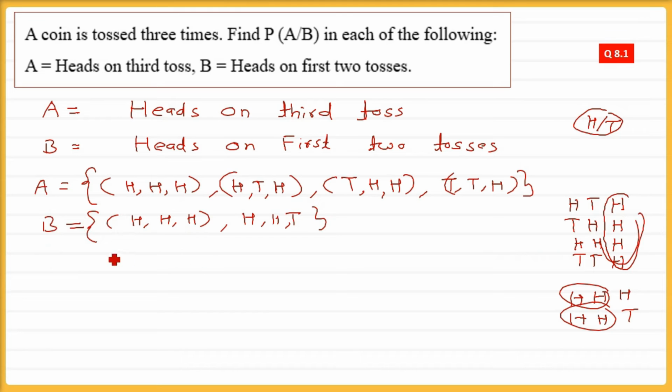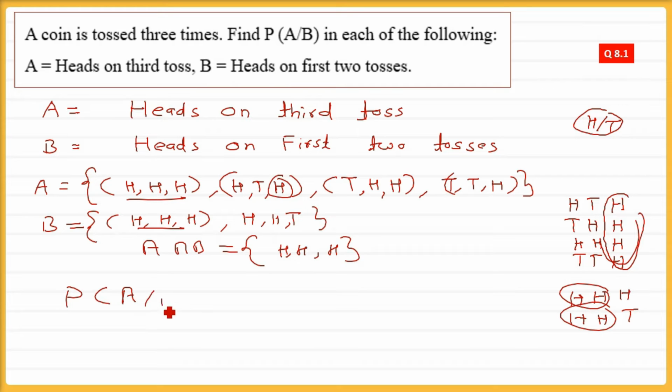Now what is the intersection between A and B? You just have to find the common element of these 2 sets. So HHH we got, so just write HHH. Do we have HHT? We cannot have HHT in A, because in the first event head should come in the last. But here tail is there. So only one element of the sets is common.